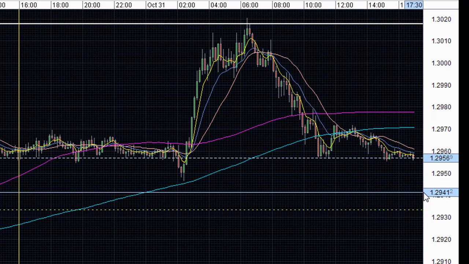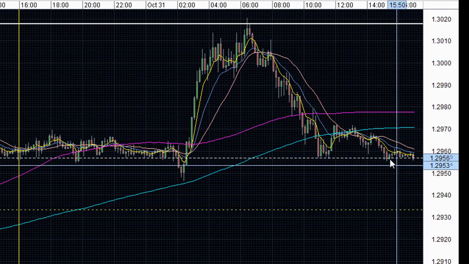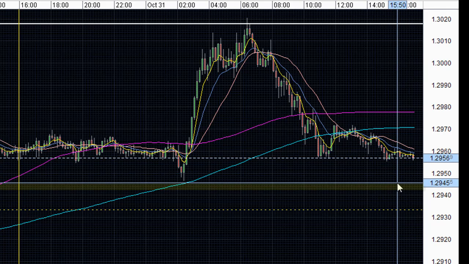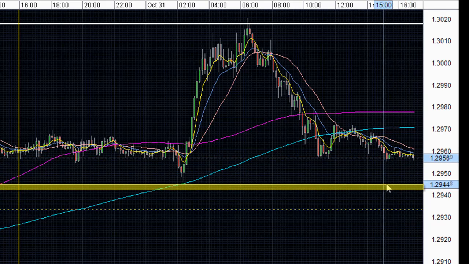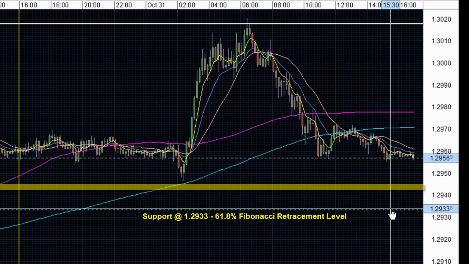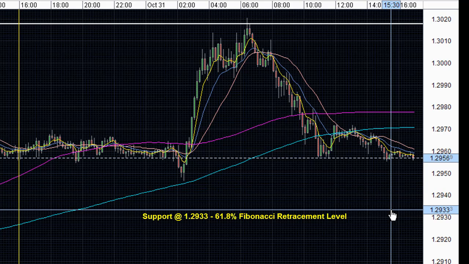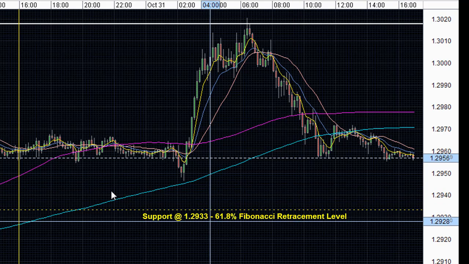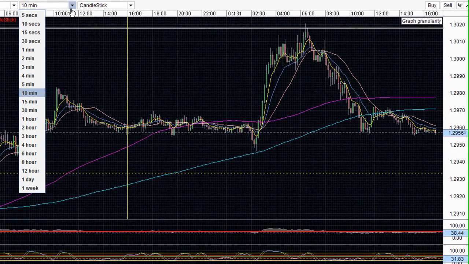Now, if price were to break down to the downside and break below this support here at 29.43, then we can expect price to fall towards this line here at 29.33, which is also our 61.8% Fibonacci retracement level. And this level was actually formed from our major drop on our daily chart.